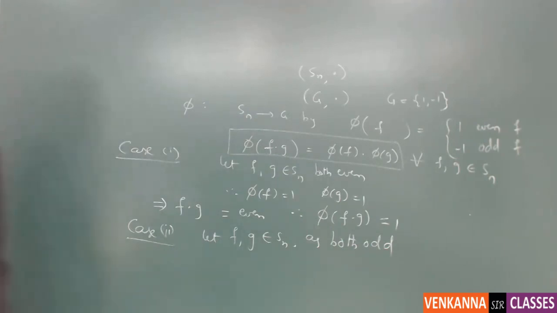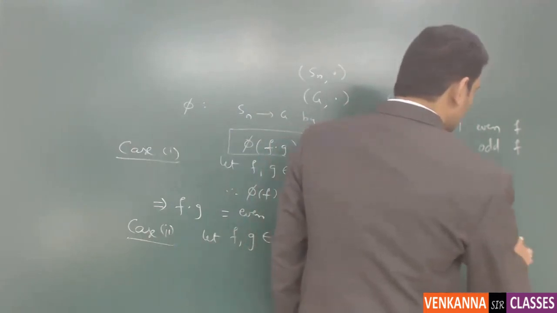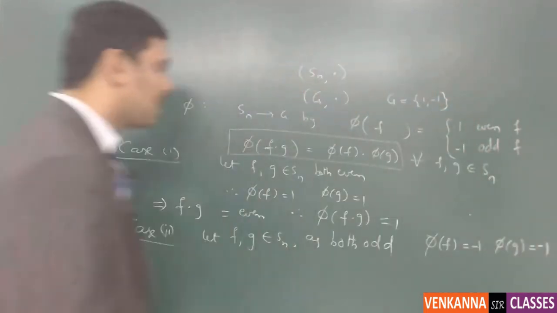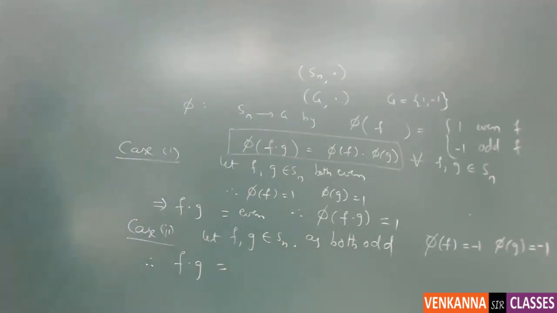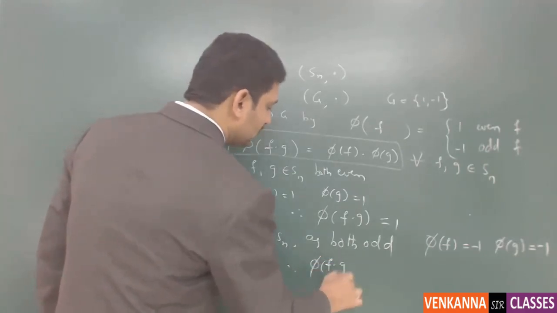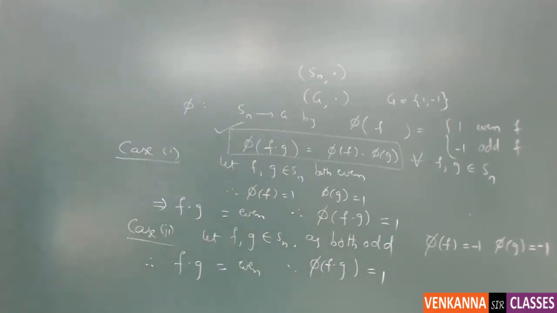Since both of them are odd, we have phi of f equal to -1, phi of g equal to -1. Now what about the product? Is fg an even permutation or an odd permutation? If I take the two values as odd, what about the result? So it is even. We discussed it earlier. Therefore, phi of fg is equal to 1. So in the second case also, this condition is satisfied. Phi of fg is equal to phi of f dot phi of g.